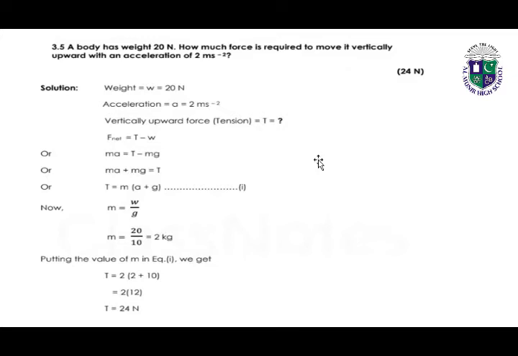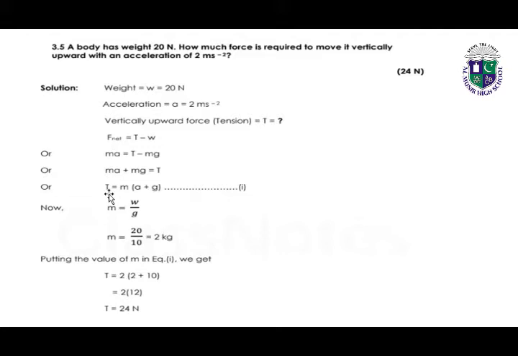Here we have the statement of numerical 3.5. A body has weight 20 Newton, so weight is 20 Newton. How much force is required? We have to find the force, which is the tension minus weight. And we know that net force is equal to mass into acceleration, and weight is equal to mass into gravity. So ma plus mg is equal to T.